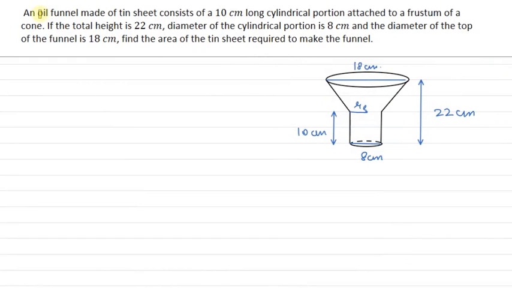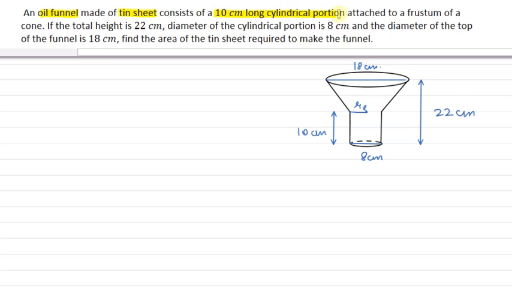So we are given an oil funnel. This is made of tin sheet. It consists of a 10 centimeter long cylindrical base. This base is attached to a frustum of a cone. Now the total height of the funnel is given to you, 22 centimeters. Diameter of the cylindrical portion, which is at the base, is 8 centimeter. The diameter of the top is also given to you, that is 18 centimeters. We are supposed to find out the total area of tin sheet required to make this funnel.